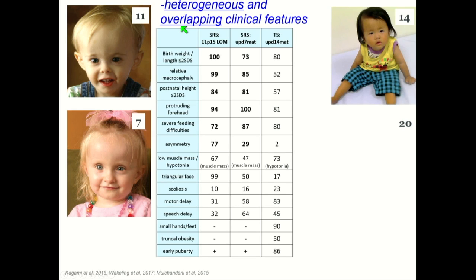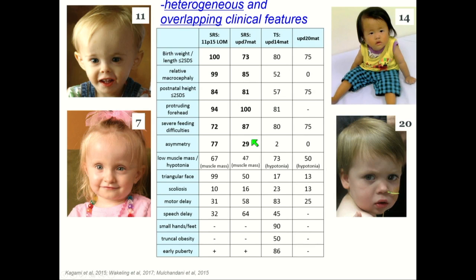Now actually, not all children with Silver-Russell syndrome have all these features, and there's a cumulative clinical score that needs to develop. But also, depending on the genetic etiology of the syndrome, they have different proportions of features. So for example, Silver-Russell caused by maternal UPD7, as you can see, isn't always associated with postnatal growth restriction. It's certainly very rarely associated with asymmetry.